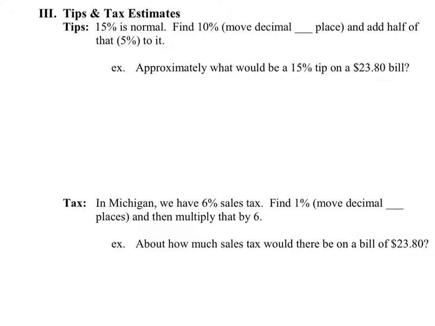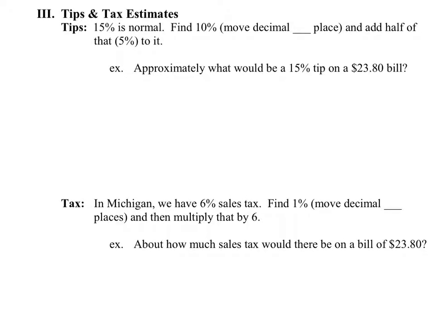But okay, so 15% is normal. If you're going to find 15%, 10% is easy, right? If you want 10% of a number, you move the decimal point 1 place, and then add half of that again. So in other words, for 10%, you take the decimal point and move it 1 place. Am I moving my decimal point 1 place to the left, or 1 place to the right? 1 place to the right. Yep. So it's going to be about $2.38.